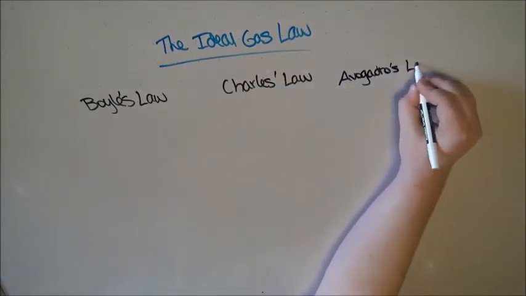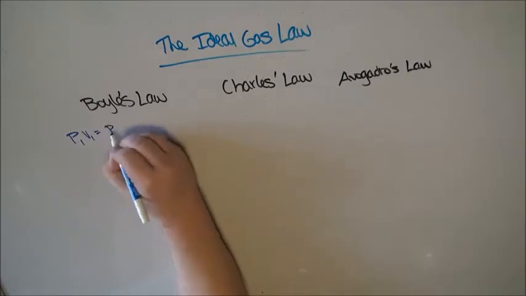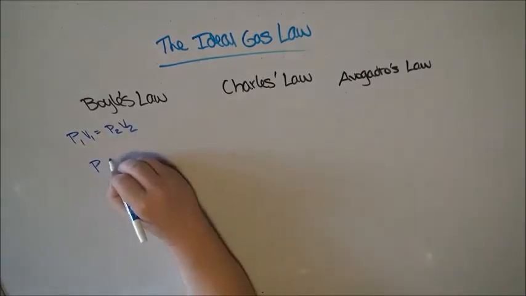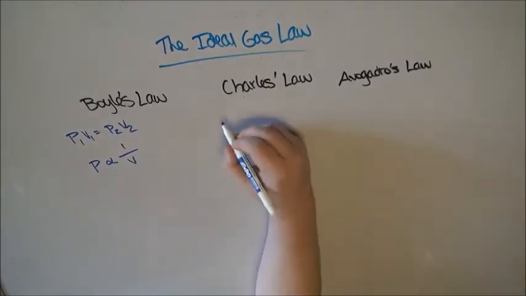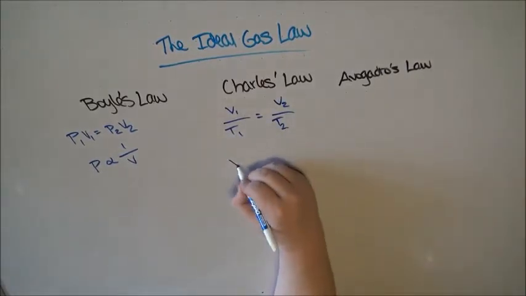To begin with, the ideal gas law was created by combining all the simple gas laws, which consist of Boyle's, Charles', and Avogadro's law. For example, with Boyle's law, pressure and volume have an inverse relationship. Therefore, in the ideal gas law equation, pressure and volume are on the same side of the equation.